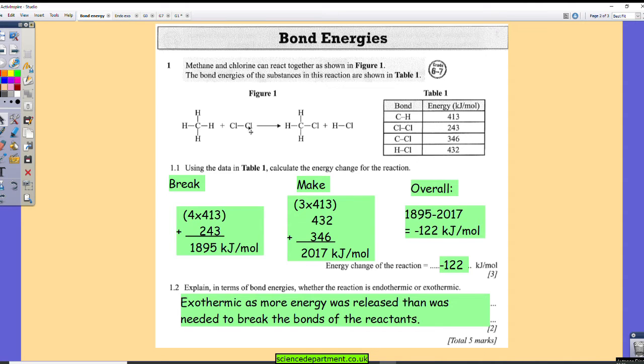But there's also a chlorine to chlorine bond here which we need to break, which is 243 kilojoules per mole. So the total energy used to break those bonds is 1895 kilojoules per mole.